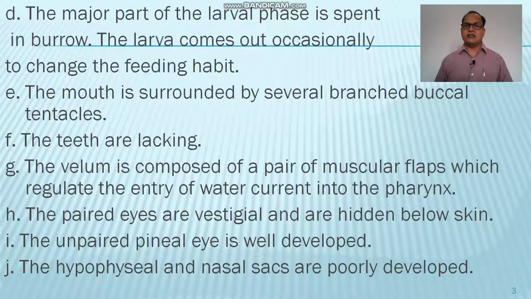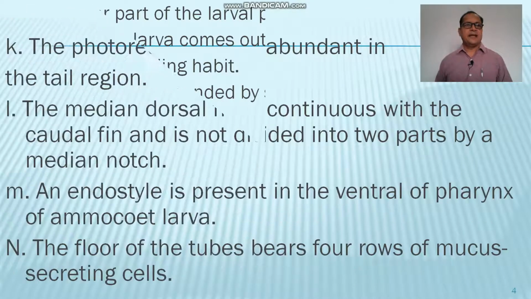The mouth is surrounded by several branchial tentacles. Teeth are absent, and the velum is composed of a pair of muscular flaps which regulate the entry of water current into the pharynx. The paired eyes are vestigial and are hidden below the skin. The unpaired pineal eye is well developed. The hypophyseal or nasal sac is poorly developed in the larva.